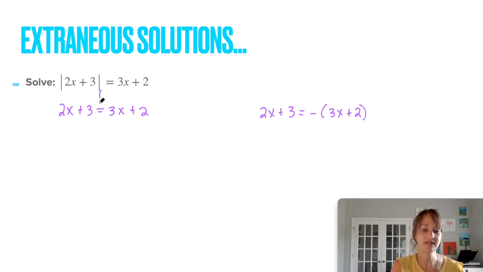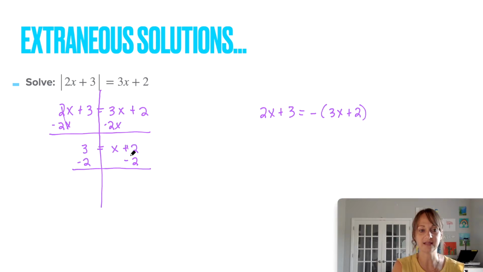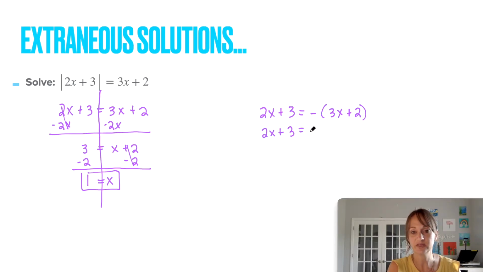So in the left-hand side, in order to solve this, we need to get the x's together. So we're going to subtract 2x on both sides. We will get 3 equals x plus 2. And to solve for x, we would subtract 2 because we need to isolate the x, and we will get x equals 1. Now over here, in order to solve it, we are going to need to distribute this negative to make it negative 3x and a negative 2.